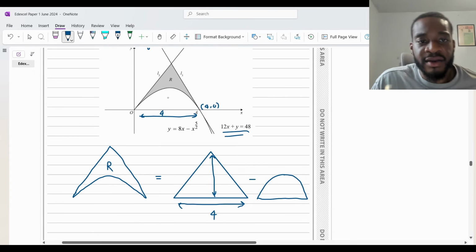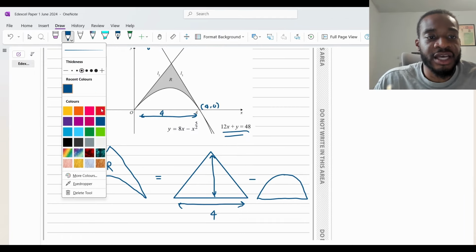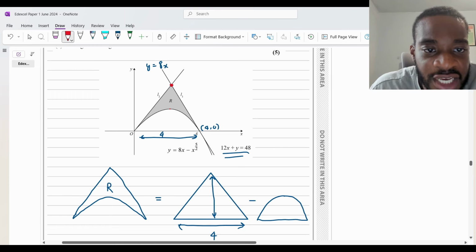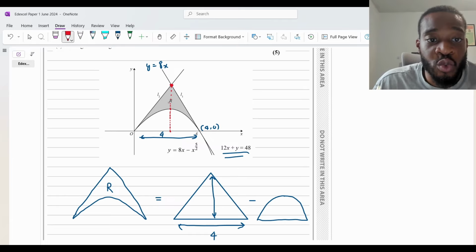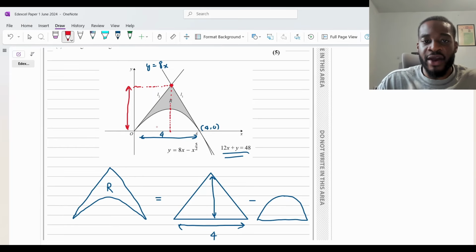Well, if you look at it, the two sides of the triangle are actually just the lines L1 and L2. So what I can do is say, well, that point of intersection there, if I drop a vertical line down there, like that, that would give me the x coordinate of that point of intersection. If I know that x coordinate, I can figure out the y, and that y coordinate is going to give us the height of this triangle, isn't it? So that's what I need to do. I need to figure out the point of intersection.